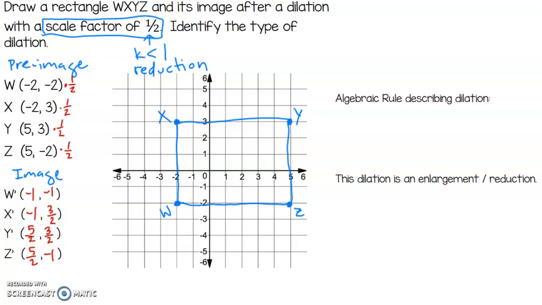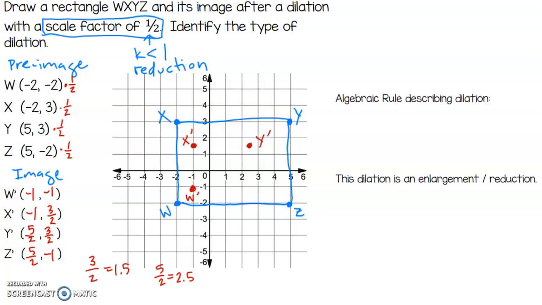Here we go. Now we're going to plot -1, -1. This is W prime. Then we have -1, 3/2. Okay, so I need to know that 3/2 equals 1.5, right? So I'm going to go up 1.5. So I'm right here. This is X prime. Okay, Y prime is 5/2. Okay, so 5/2 equals 2.5. So I'm going to go 2.5, and then 3/2 we said is 1.5, so I'm right in the middle here.